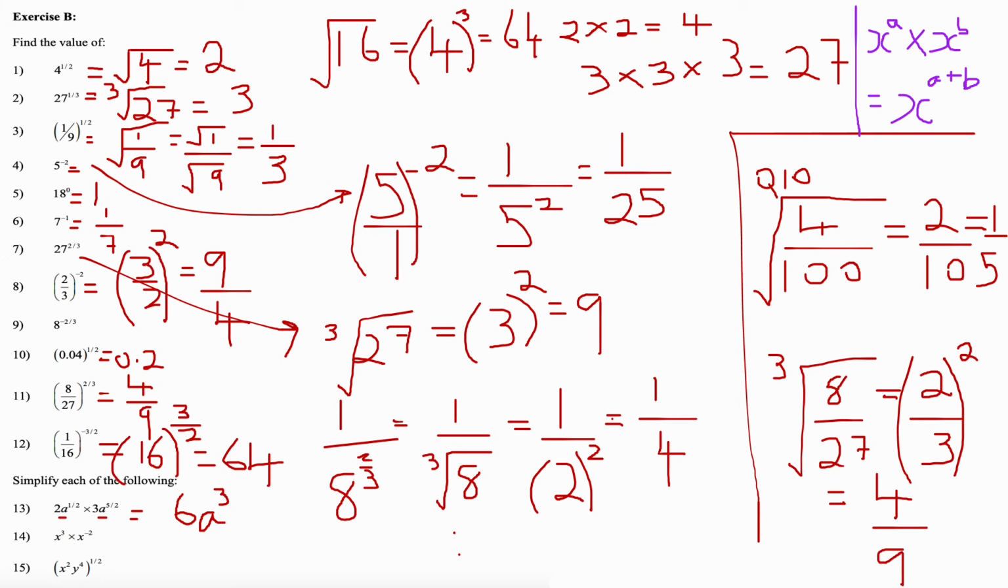I've got a to the half times a to the 5 halves. I did a half plus 5 halves. While adding fractions, I just add the numerators together and keep the denominator the same. So it becomes 6 halves.